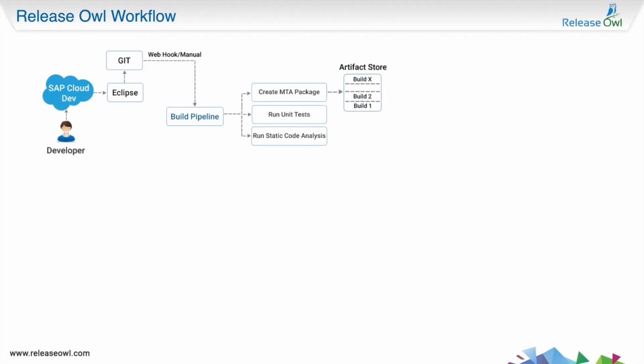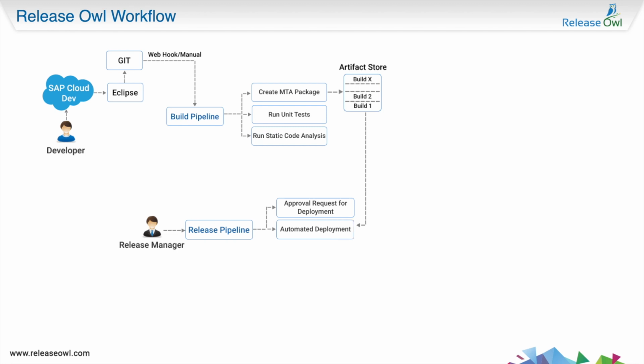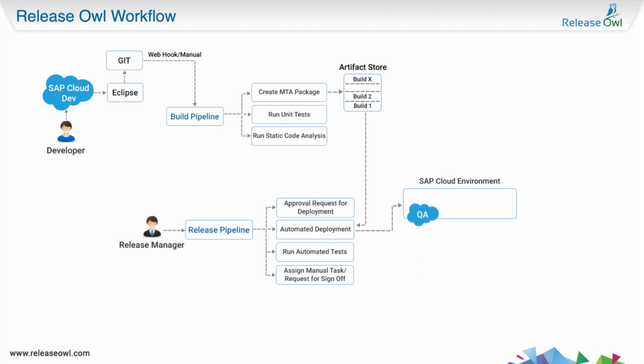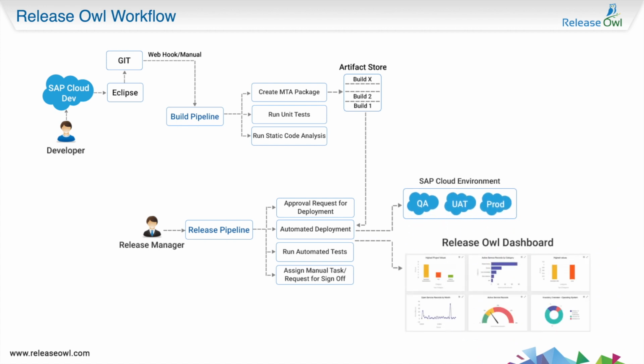With release pipelines, you can deploy a build artifact into multiple environments and run automated tests. Deployments to each environment is treated as a stage that has three steps: a pre-deployment, a deployment, and a post-deployment step. You can have approval tasks and manual activities as part of the pre- and post-deployments, and as part of the deployment, the ReleaseOwl dashboard will be updated with statuses of the pipeline.